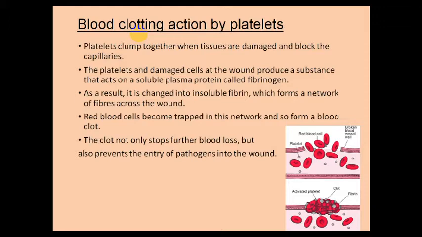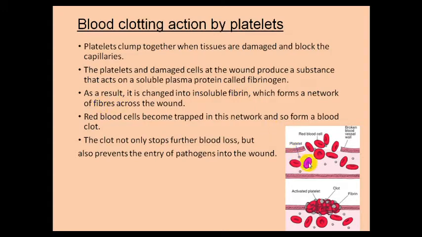Let's see how it happens. Platelets will clump together when tissues are damaged and block the capillaries. The platelets and damaged cells at the wound produce a substance that acts on the soluble plasma protein called fibrinogen. As a result, it is changed into insoluble fibrin, which forms a network of fibers across the wound.